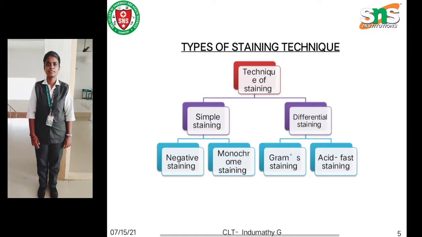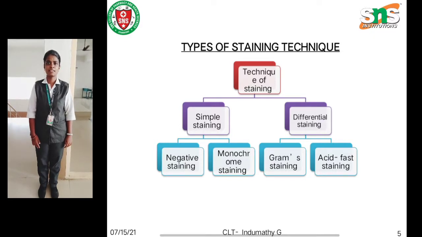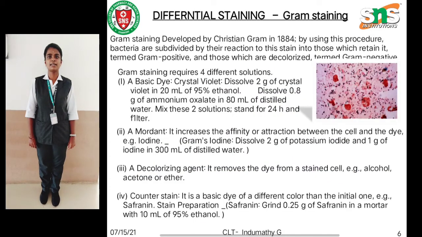There are types of staining techniques. Staining technique is divided into two types, simple staining and differential staining. Simple staining is further divided into negative staining and monochrome staining, whereas differential staining is classified into gram staining and acid fast staining. Let's see about differential staining.